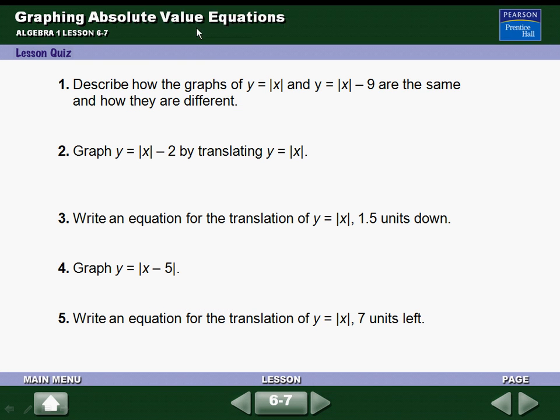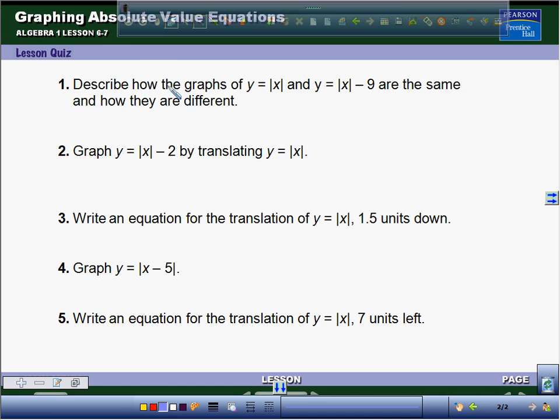Okay, so this one, describe how the graphs... Who could tell me that? How did the graphs of y equals absolute value of x and y equals absolute value of x minus 9 differ? What's different about y equals absolute value of x minus 9? Sam? Which way? Very good. So Sam learned something from yesterday.